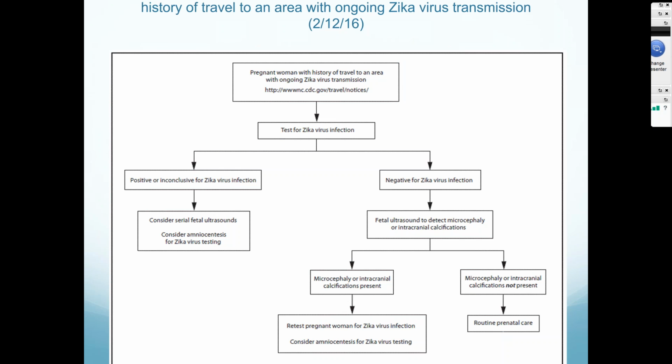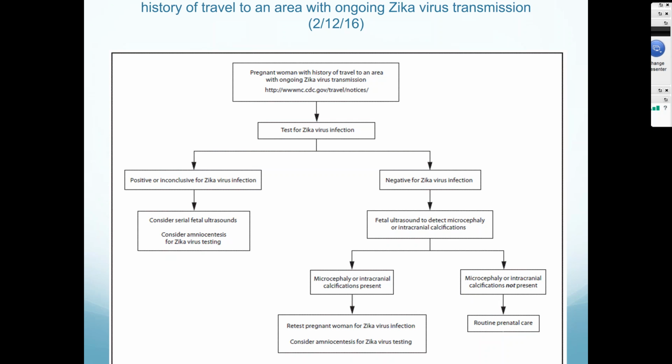So when one has traveled to an area of Zika virus transmission, what should you do? Well, the first is you want to test for Zika virus infection. And that's symptomatic or not, if they've traveled to that area. Remember, let's go back to probably the first 2 slides. Only about 20% of individuals are going to be symptomatic, man or woman, pregnant or not pregnant. So I think that's very important.